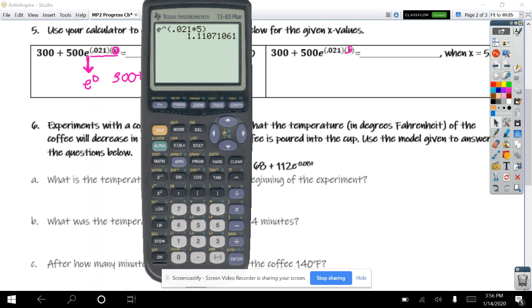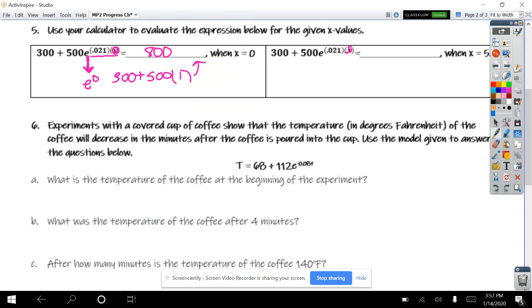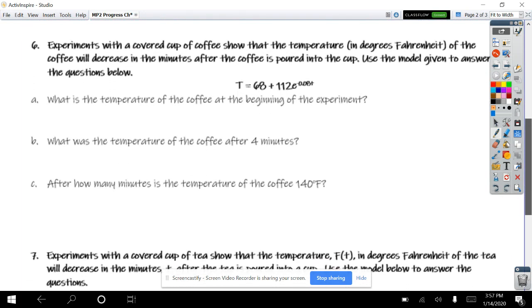All right, so that gives me 1.11071. Now, once I get that, I need to multiply it by 500 and then add 300. You can do this in steps and write down each step on your paper. That's fine, but you can also do the whole thing in the calculator. So you do the e part, then press enter, then multiply that by 500, then press enter, then you add 300, and that gives you your answer. If you round it to 3 decimal places, it's 855.355. And you should always round to 3 decimal places. Usually they'll tell you to, but yeah.